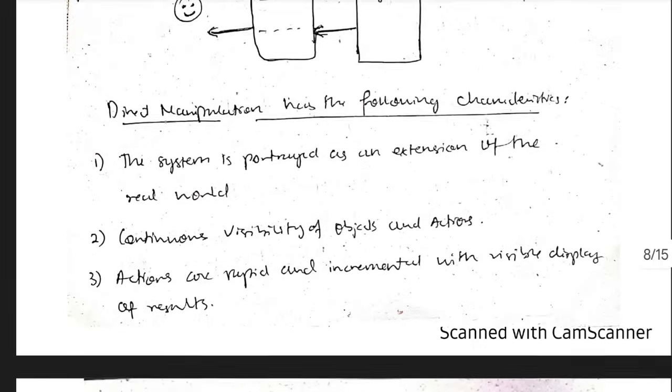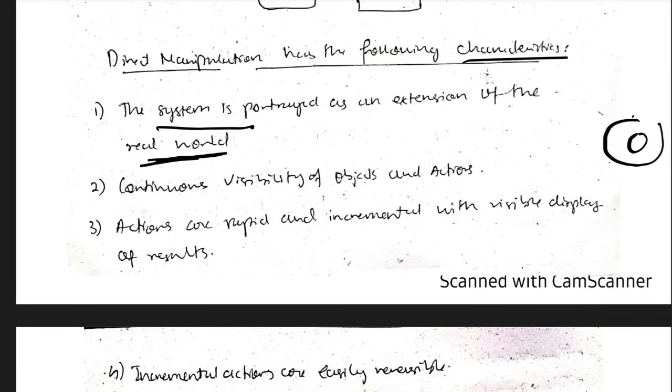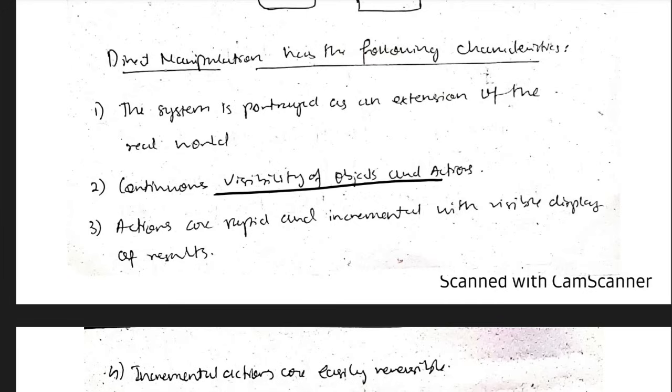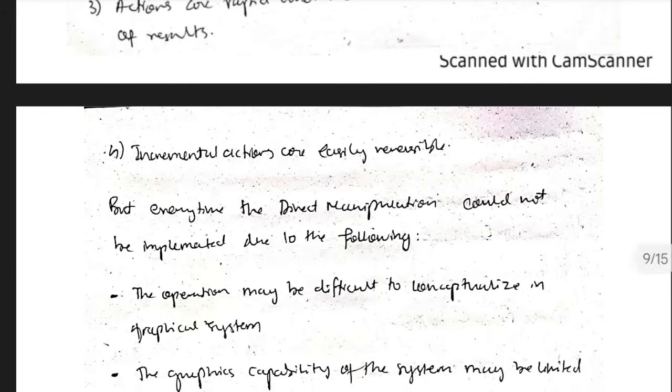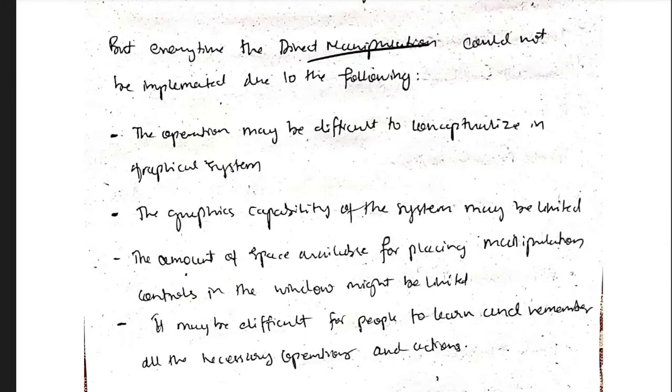There are a few characteristics and disadvantages as well. A characteristic is that the system should be portrayed as the real world. For example, if you have an app like camera, the camera icon should be shown. That is what is meant by the system being portrayed as an extension of the real world. It should be continuously visible. Whatever action you perform should be incremental with a visible display of results. The changes should happen at that time and be visible, and it should be easily reversible. If you open the camera app, using the back button you can go back also. That should be possible.